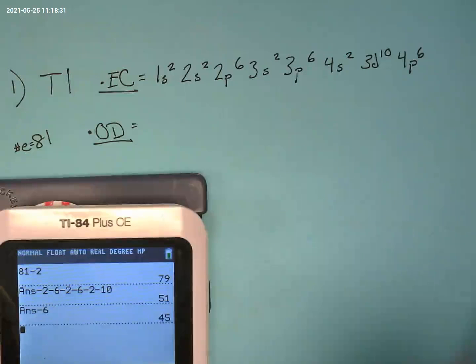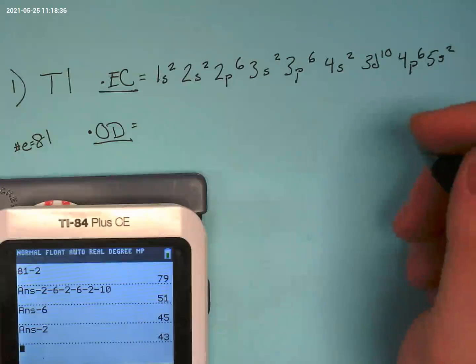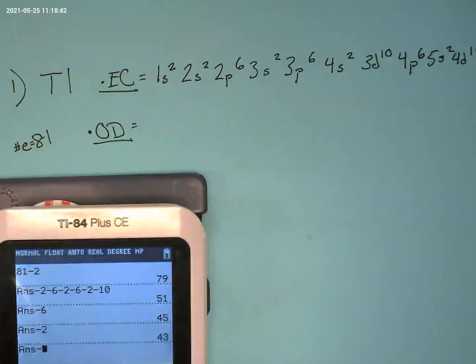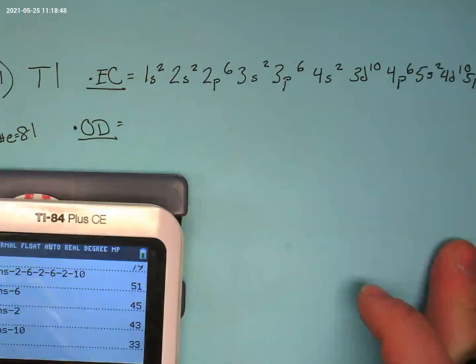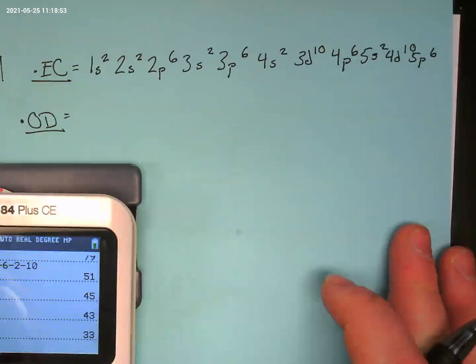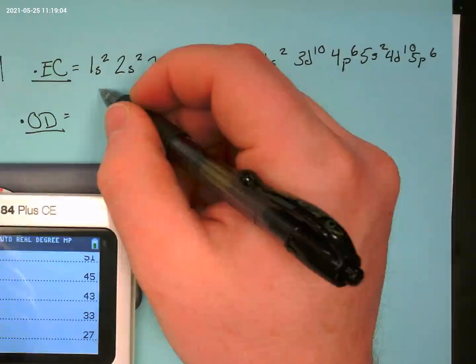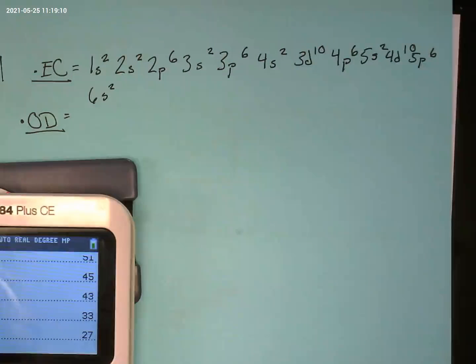4p6, so there's another 6. And then 5s2. Then we go up here to 4d10, 5p6. Oh boy, we are running out of room. Minus 6. 27 still. And then I'm going to have to start rewriting down here. 6s2, so that's minus 2.